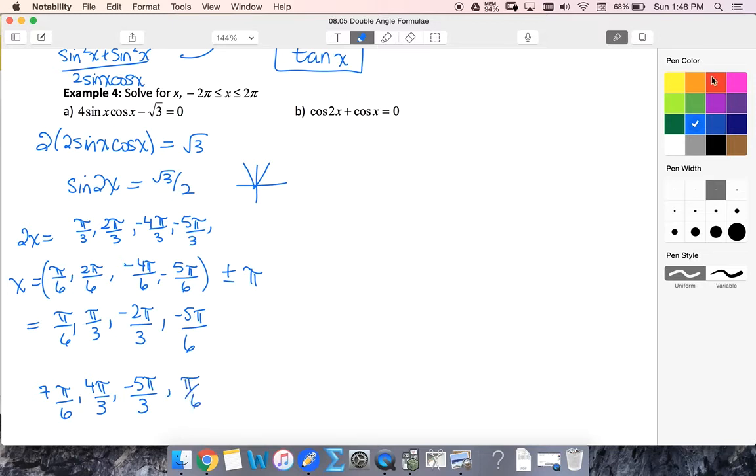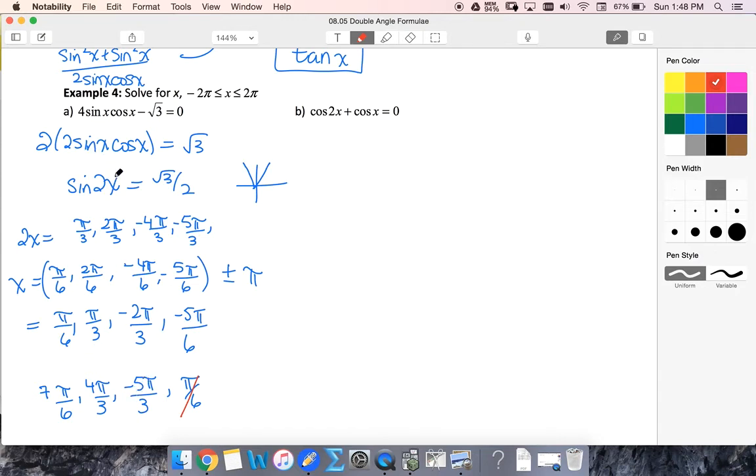so I don't need to write that. And now I need to take all of these and subtract a pi. Pi over 6 minus pi is negative 5 pi over 3. Pi over 3 minus pi is negative 2 pi over 3. Negative 2 pi over 3 minus pi, negative 5 pi over 3. So I think I've got all of my answers in both ways.